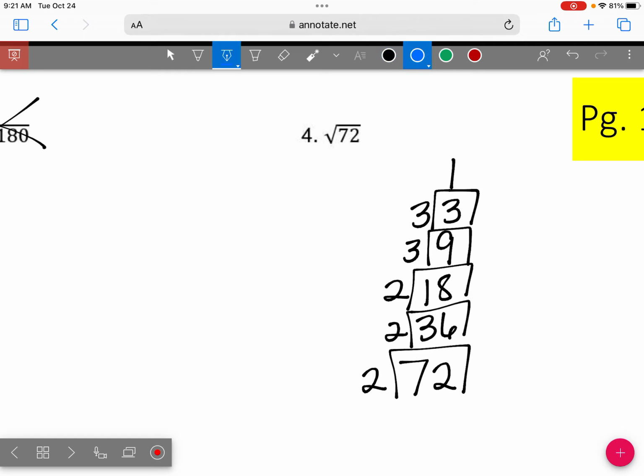So I have a pair of 2s that can come out. I have a pair of 3s that can come out. So I have a 3 on the outside, and I have a 2 on the outside. Make your square root.